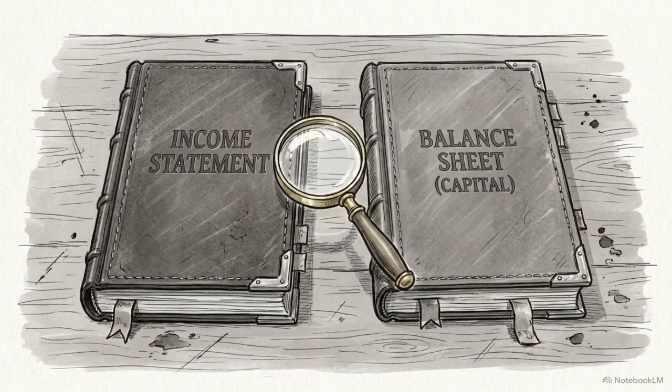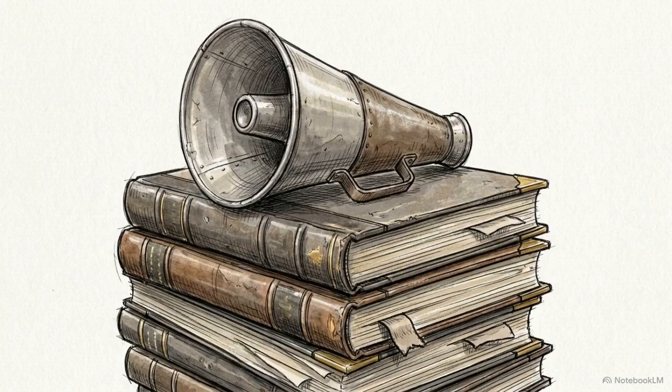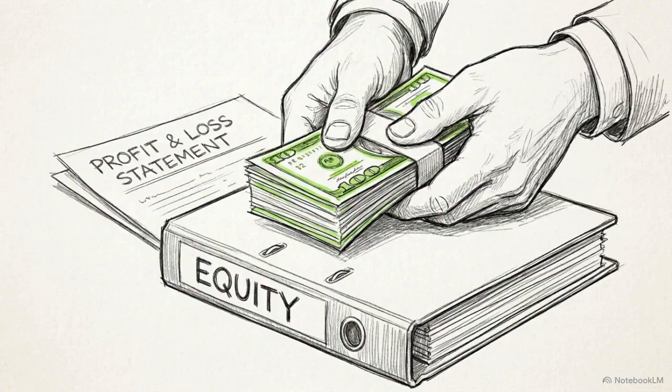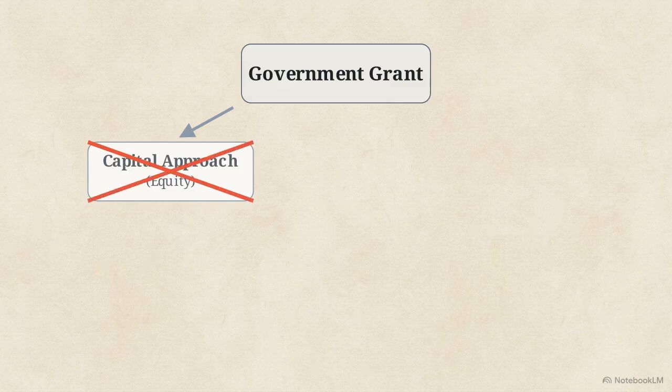Once a grant clears the recognition threshold, a theoretical debate emerges on where it goes. Proponents of the capital approach argue that grants are financing devices. Because no repayment is expected, they believe the funds should bypass the profit and loss statement entirely and be recognized directly in equity. IAS 20 explicitly rejects the capital approach.